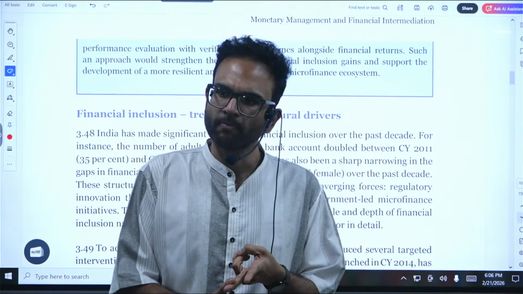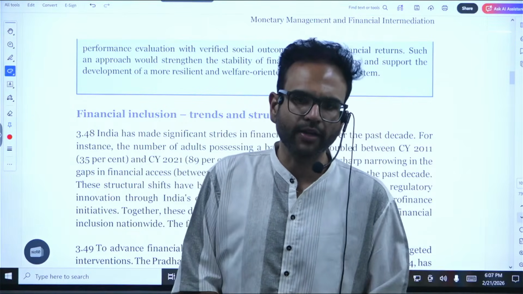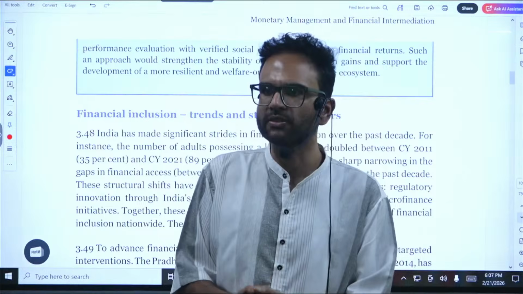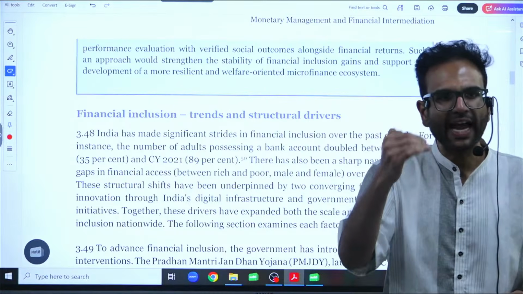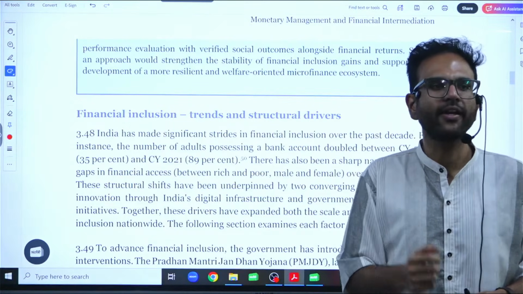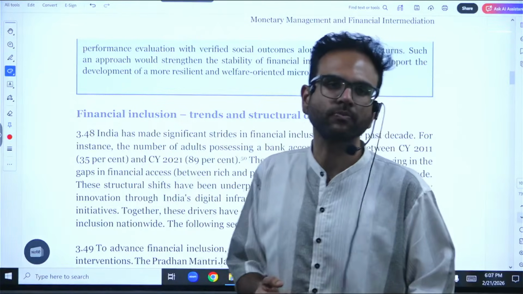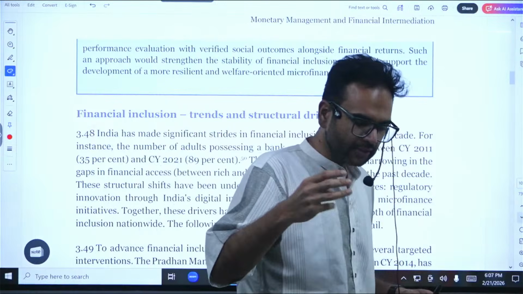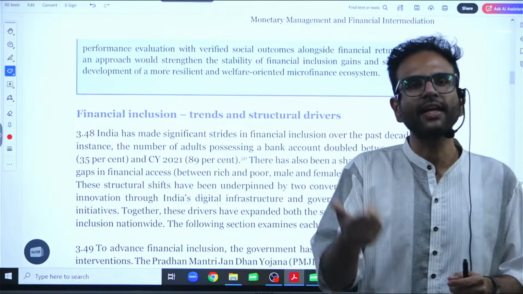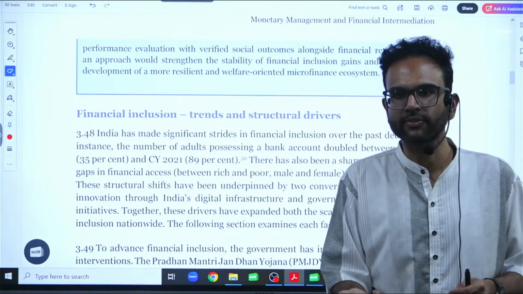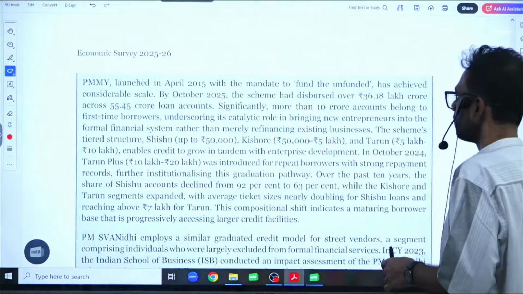What is Mudra Yojana? It is meant for people who do not have easy access to credit, micro firms. Under this Mudra Yojana scheme, three different categories of products were created: Shishu, Kishore and Tarun. Once these started rolling, one more additional category came out, Tarun Plus. What do you mean by this? Let me show you. Take a look at this.